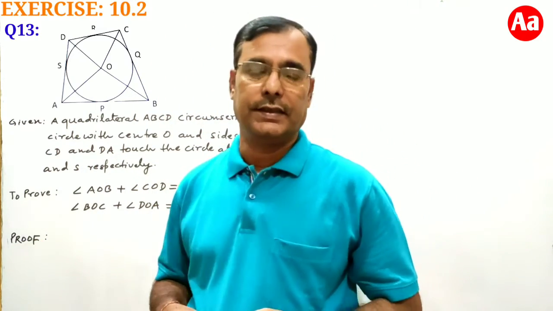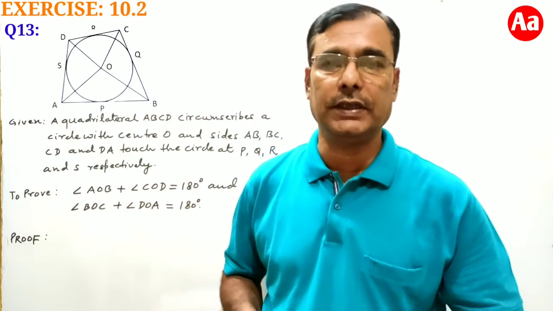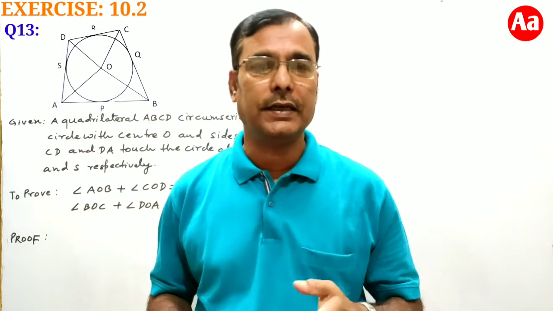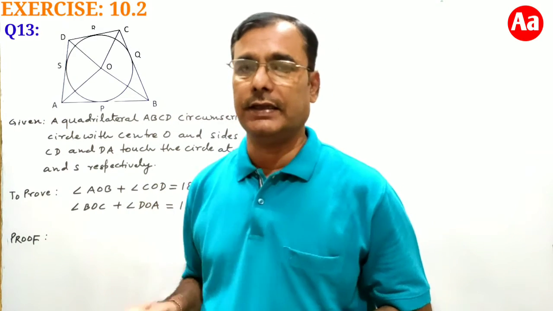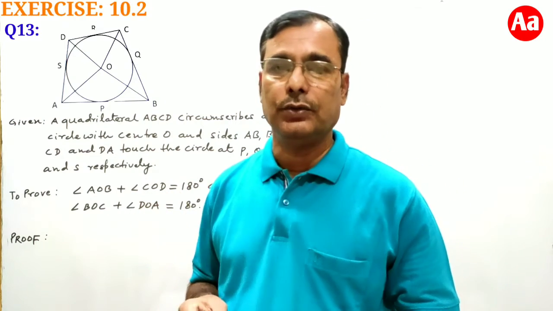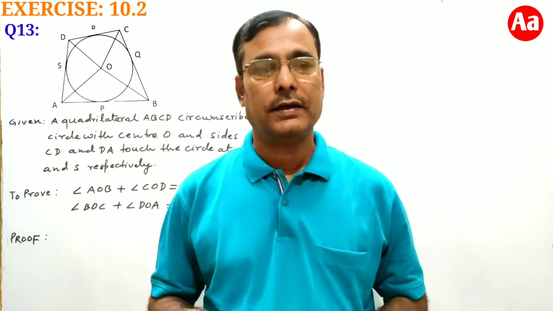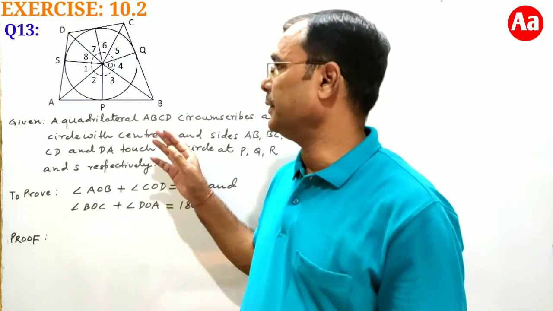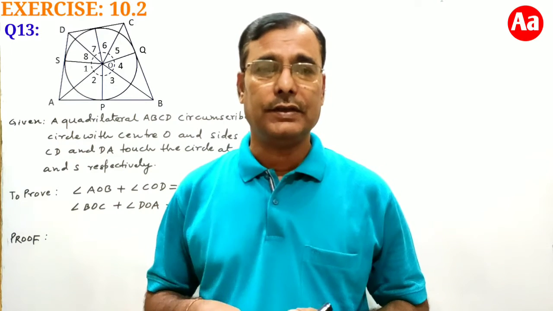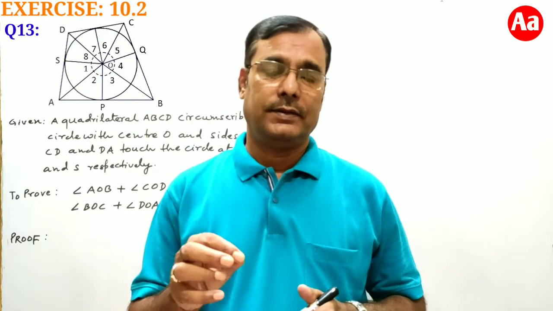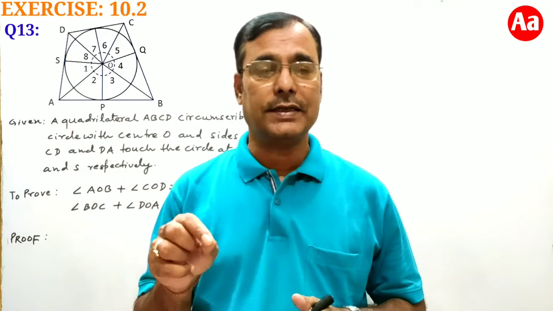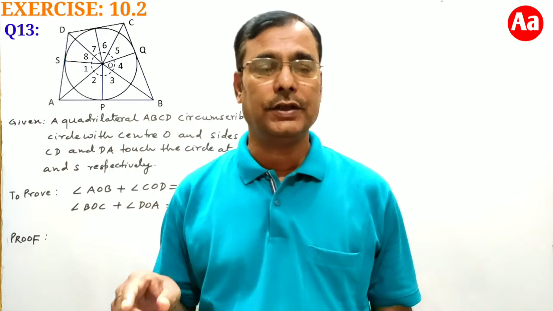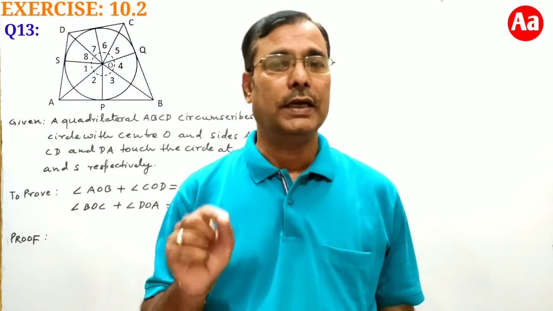To prove this result, that opposite sides of a quadrilateral circumscribing a circle subtend supplementary angles at the center of the circle, let's join OP, OQ, OR and OS as shown in this figure, and let the angles formed at center O be denoted by angle 1, angle 2, angle 3 and so on up to angle 8.